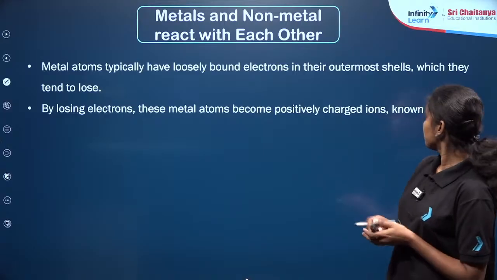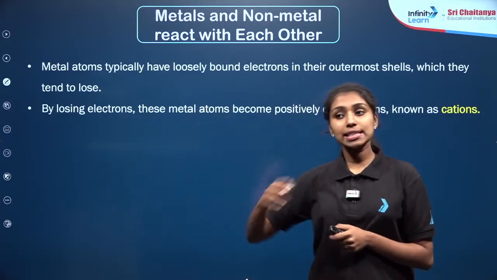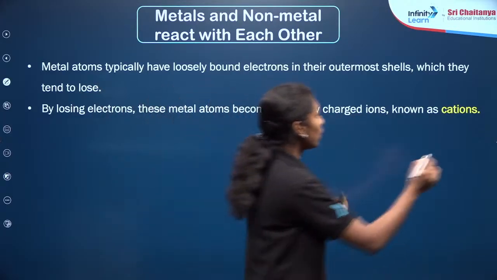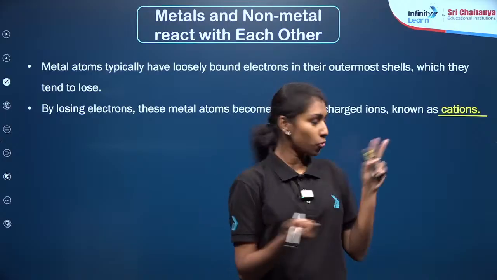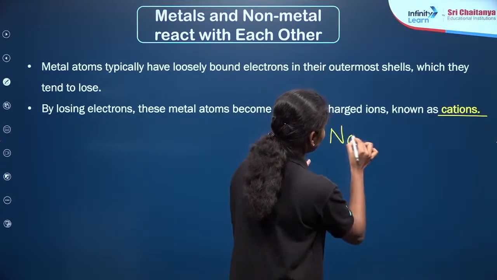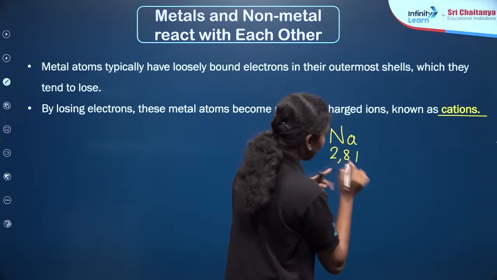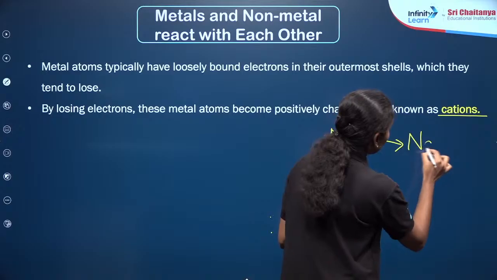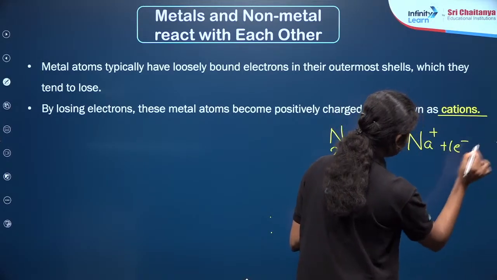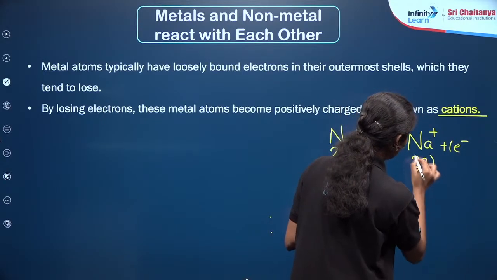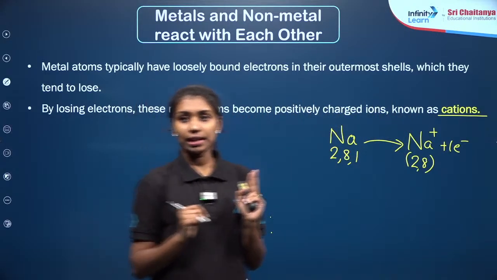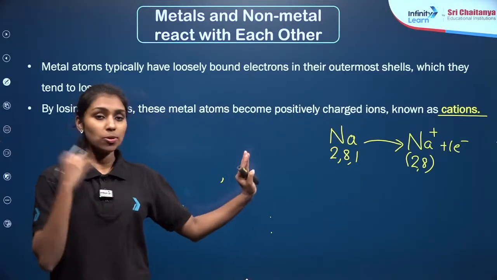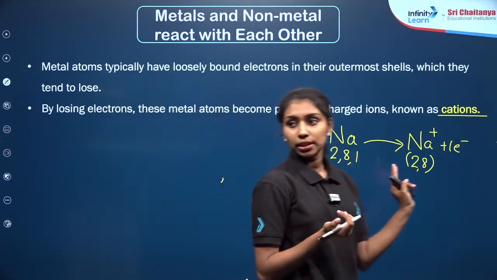The same point is repeated here. Metals have the tendency to lose electrons, and by losing electrons they form positively charged ions known as cations. For example, sodium is a metal with the electronic configuration 2, 8, 1. It has one loosely bound electron, so it has a tendency to lose it to form the Na+ ion. Finally, it will attain the electronic configuration 2, 8 in order to achieve stability. Clear? So metals, whenever reacting with non-metals, lose electrons from the outermost orbit to form the corresponding cations. Clear?